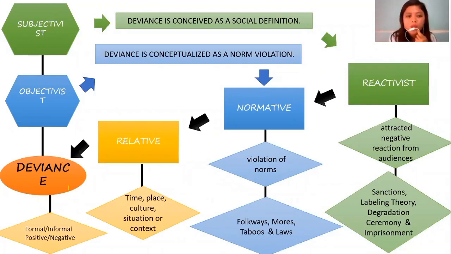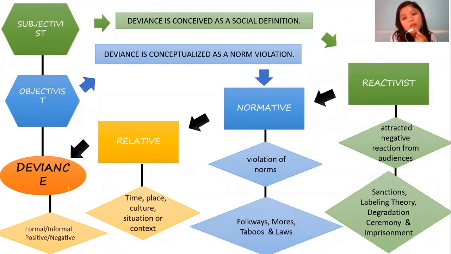So it talks about deviance as an act or behavior that violates certain norms. So when talking about norms, norms are standards of conduct, behavior, or expectation that is shared or held within the group or society. So we have here four types of norms. We have folkways, mores, taboos, and laws.